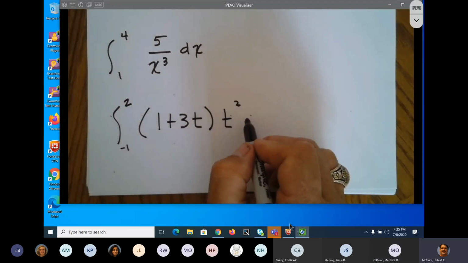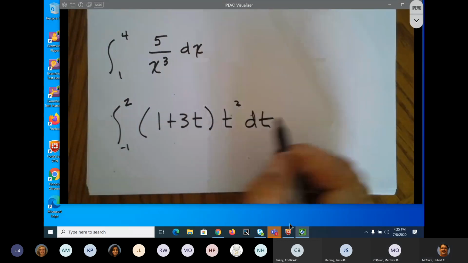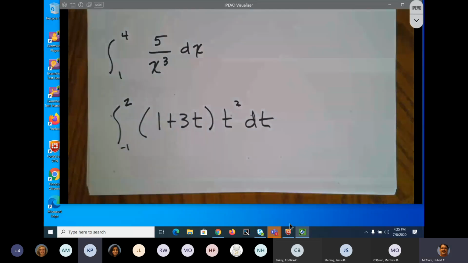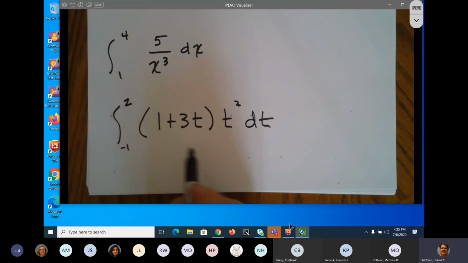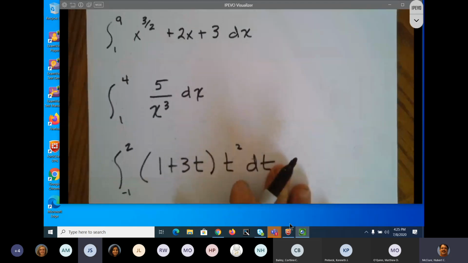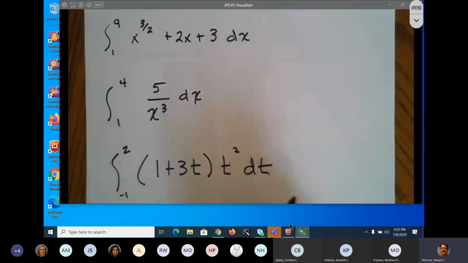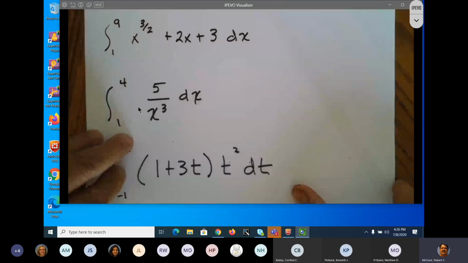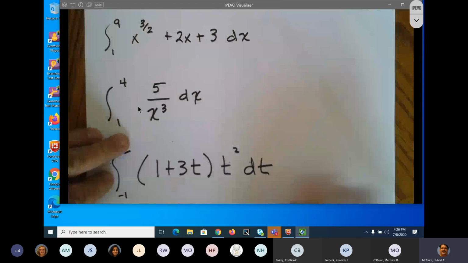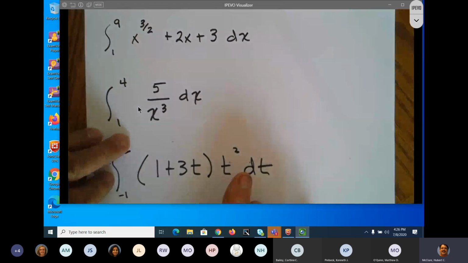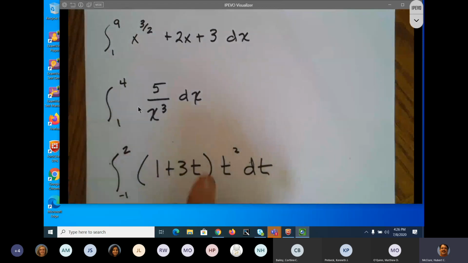Now, what could you do on that third one before you actually get started? Well, you could distribute that t squared. That's what I would do. You could do substitution also, but you could distribute that t squared because this is not to the 5th power or something. So, okay, let me shut her down.